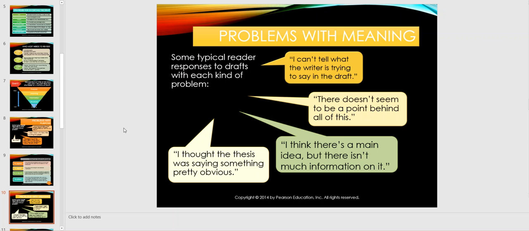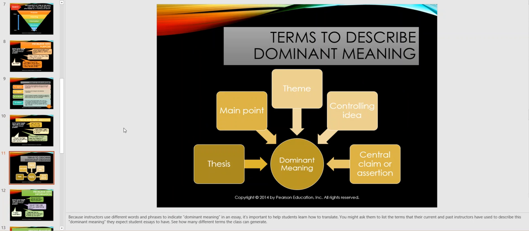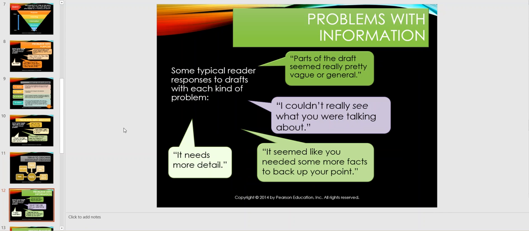So I think that we could take a look at ways to describe meaning. You're looking for the thesis, the main point, a theme of an essay or writing. The controlling idea is another way we talk about the main point, a central claim or assertion, and all of that means a dominant meaning.